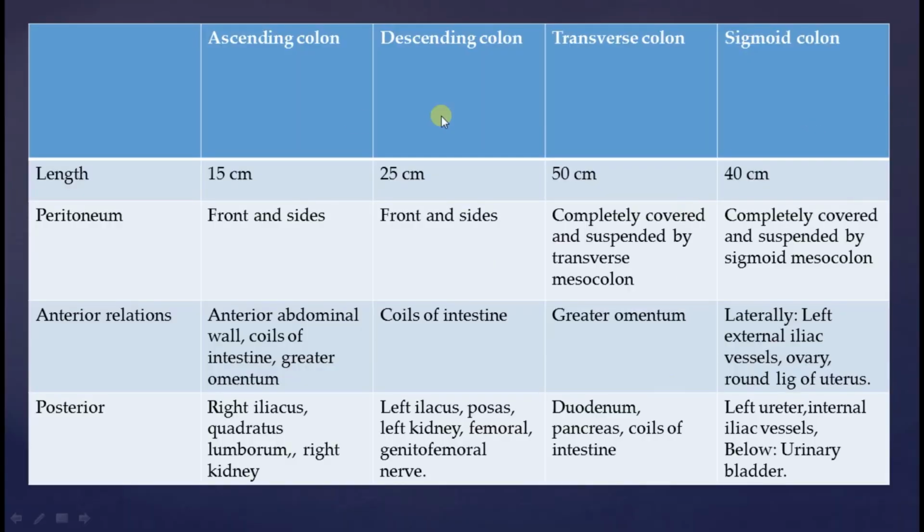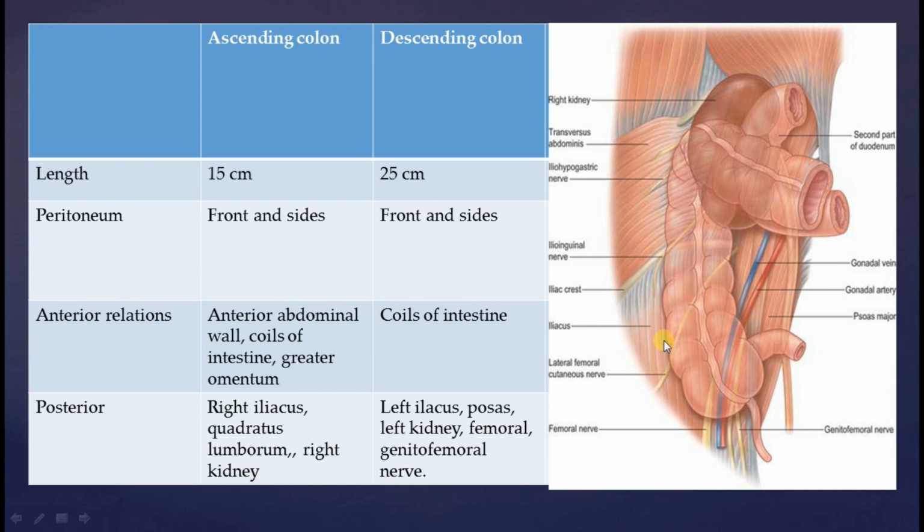A quick look at the other parts: ascending, descending, transverse and sigmoid colon. The length is given here, of which the transverse colon is the longest. Peritoneum: the ascending is retroperitoneal, so covered only in front and at the sides. The descending is also retroperitoneal, while the transverse and sigmoid are intraperitoneal. Relations: in front you have the coils of intestine for both the ascending and descending colon, and the greater omentum for the transverse colon.